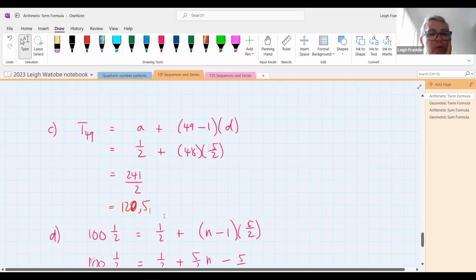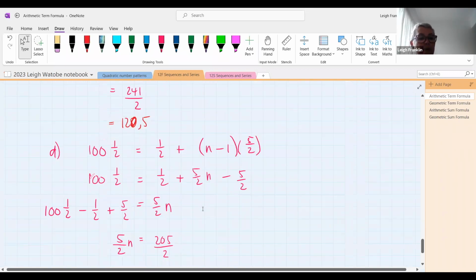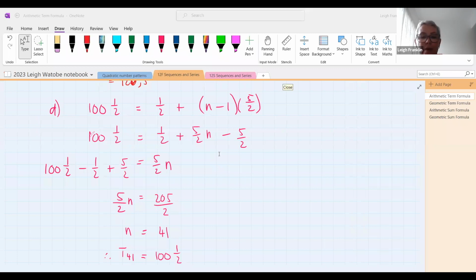And then the last one, question D, they asked us which term in the sequence is 100.5. So we're going to make 100.5 equal to a plus (n minus 1)d. And then we're going to work backwards and work out what n is. So I ended up with an answer of 41. Oh, okay. Oh, good.